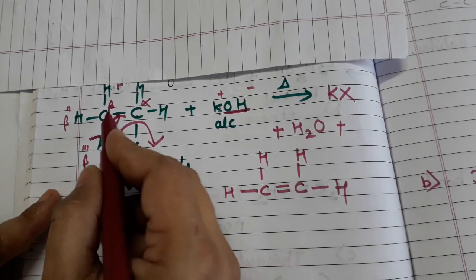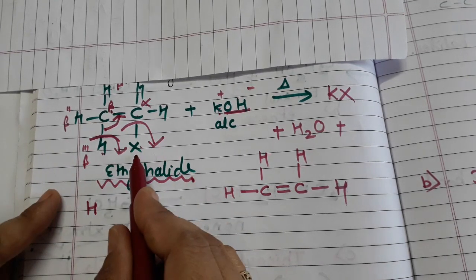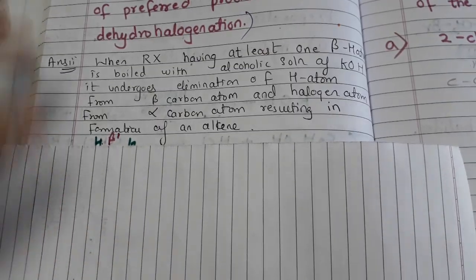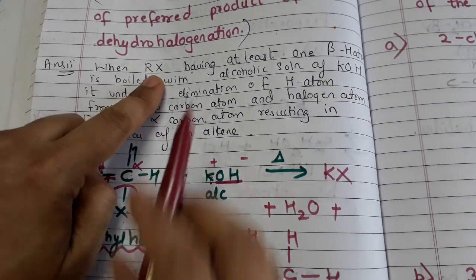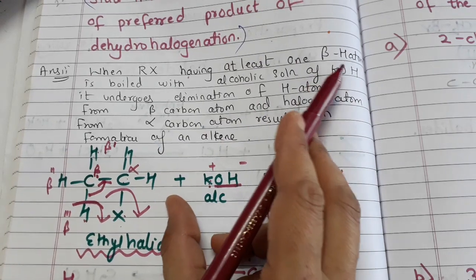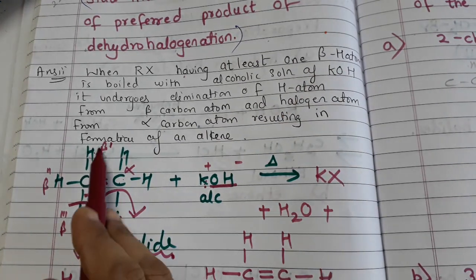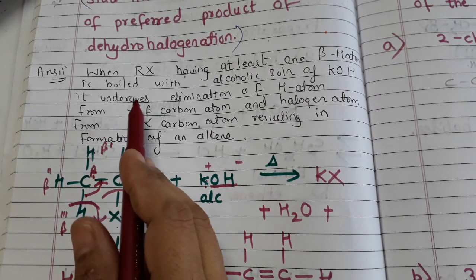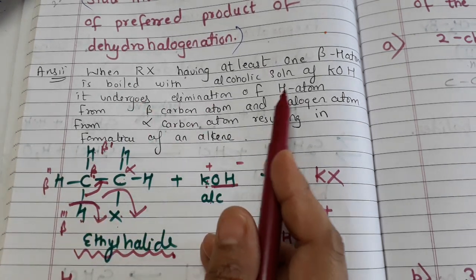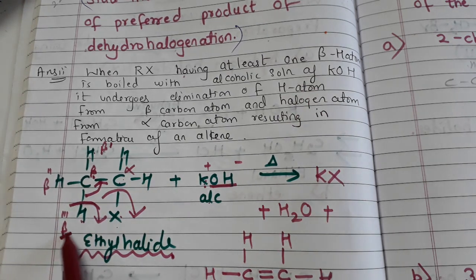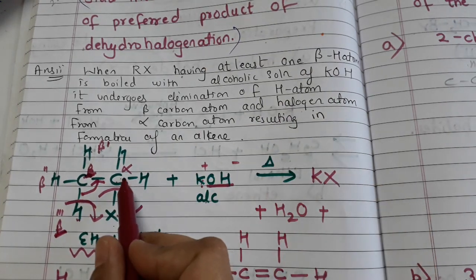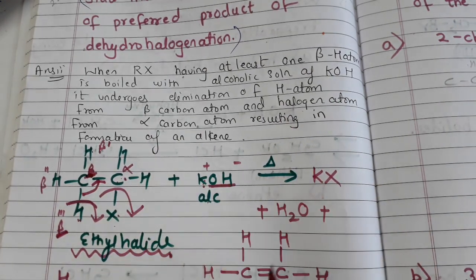Hydrogen from the beta carbon atom and halogen from the alpha carbon atom. So can we now read this definition and understand: when RX having at least one beta hydrogen atom, see this is beta hydrogen atom, is boiled with alcoholic KOH solution, it undergoes elimination of hydrogen atom from beta carbon atom and halogen atom from alpha carbon atom, resulting in the formation of alkene.